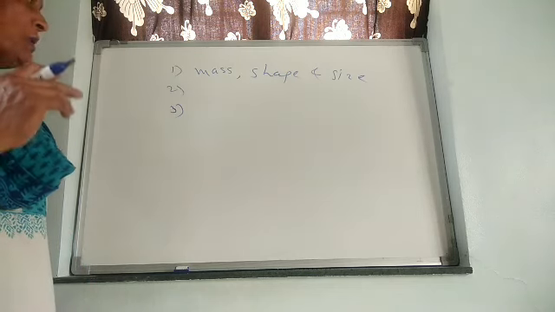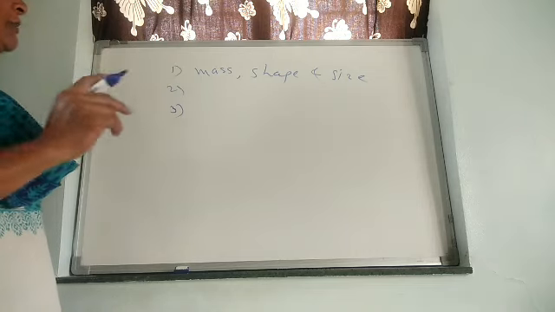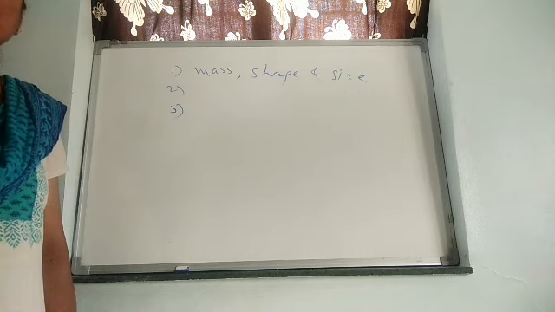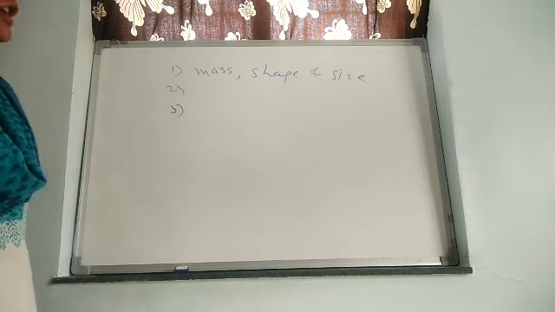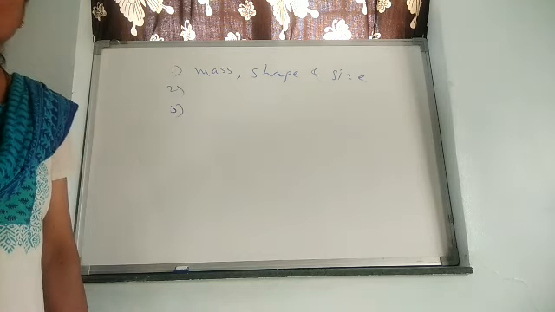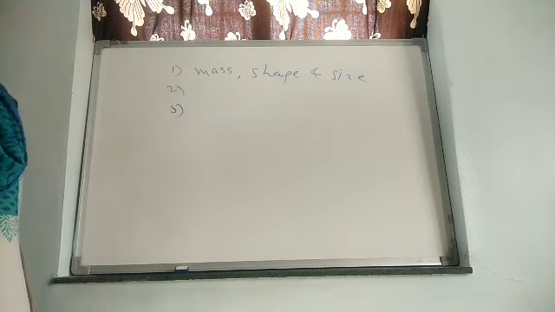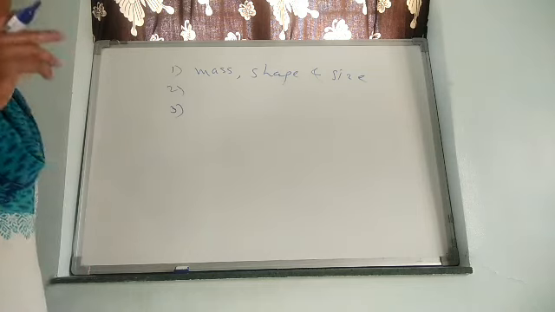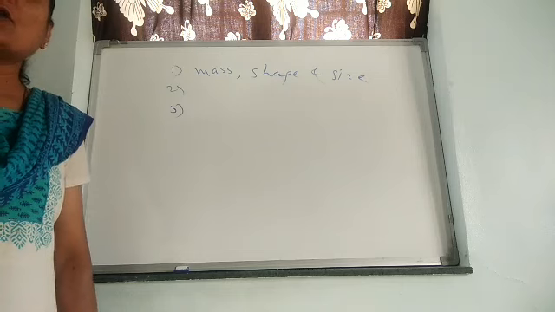So you have to remember on what factors the moment of inertia of a body depends. It depends upon the mass, shape and size of the body. It depends upon the distribution of mass about the axis of rotation, and it also depends upon the position and orientation of the axis of rotation. That is, if the position of the axis of rotation changes, the distribution of mass about the axis of rotation changes automatically. Its moment of inertia also changes.